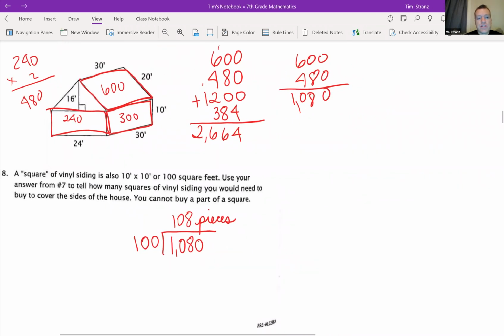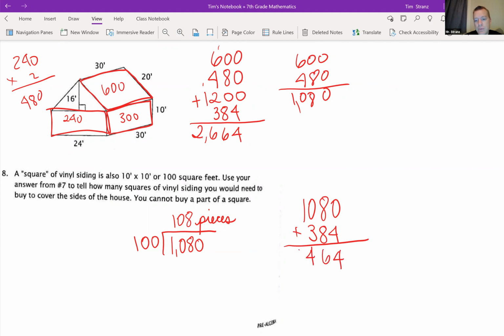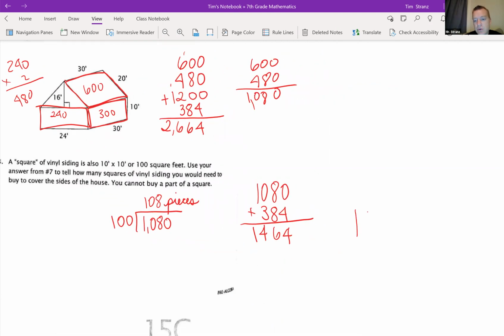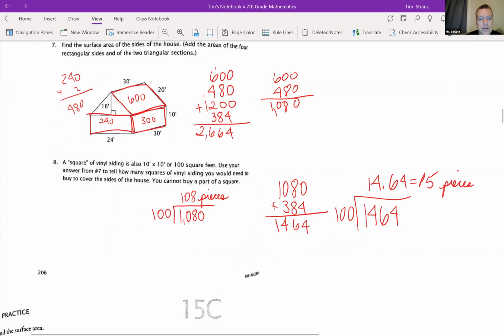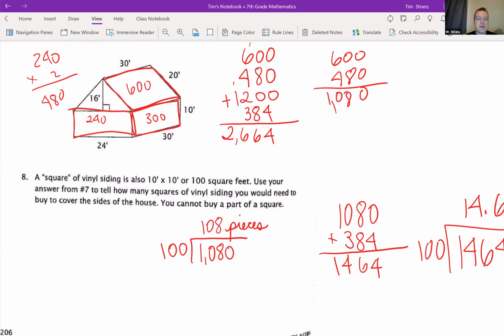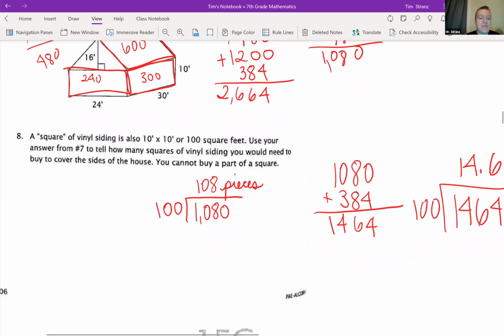Again, if they're asking for the sides of the house and the triangles, well, then you would do 1080 and your 384. If you add these together, you get 1464. And if you do 1464 divided by 100, you're going to get approximately 14.64, which means you would need 15 pieces. Again, I'm not sure which answer they're looking for because I did not know what they meant by sides of the house. So if that were my students, I would make those questions a lot more clear. But again, I digress. All right, so that is 15B.